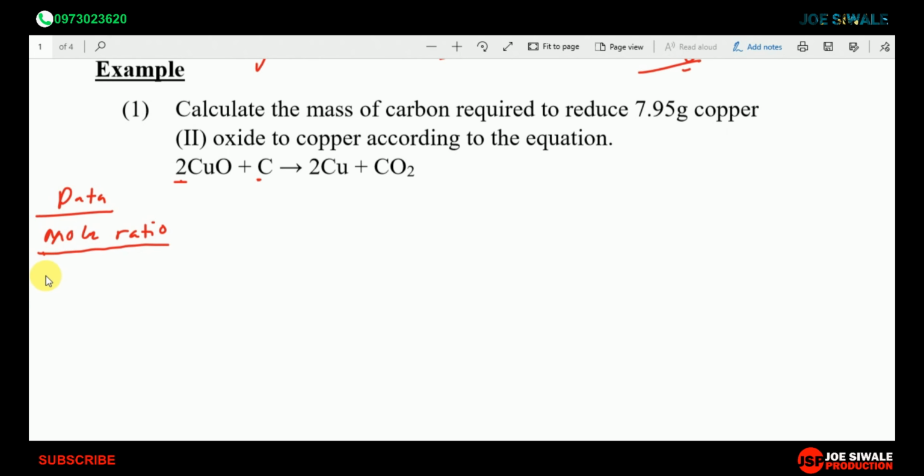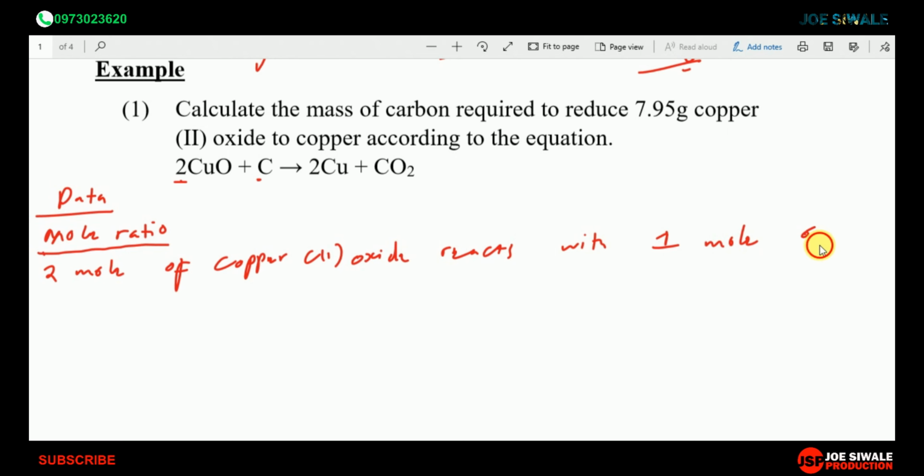So 2 moles of copper 2 oxide reacts with 1 mole of carbon. So that's going to be our mole ratio. Then let us now look at the mass ratio.